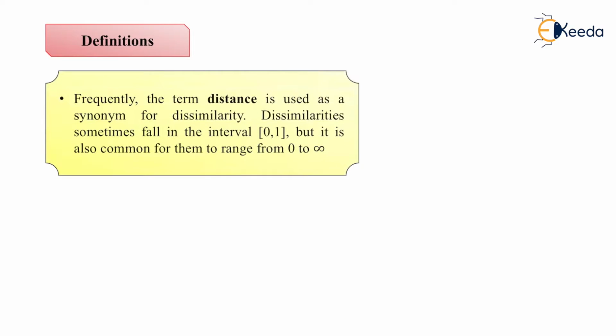The next definition: frequently the term distance is used as a synonym for dissimilarity. Dissimilarities sometimes fall in the interval 0 to 1, but it is also common for them to range from 0 to infinity, because we cannot count the range of distance. We cannot say we are going far away. Far away means how far? We don't know, right? So that is also an uncountable amount of distance.